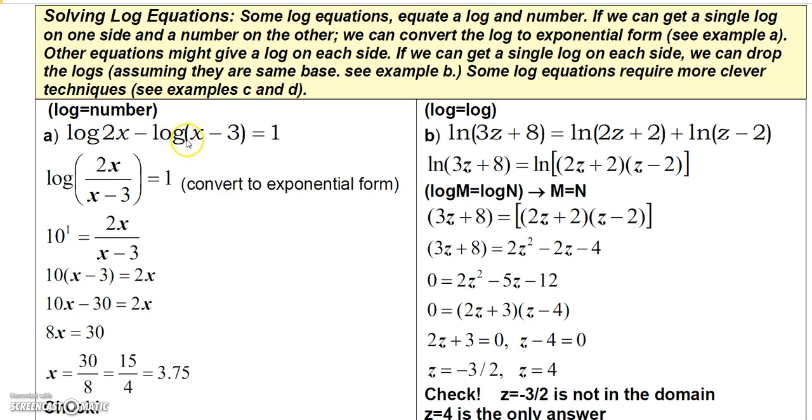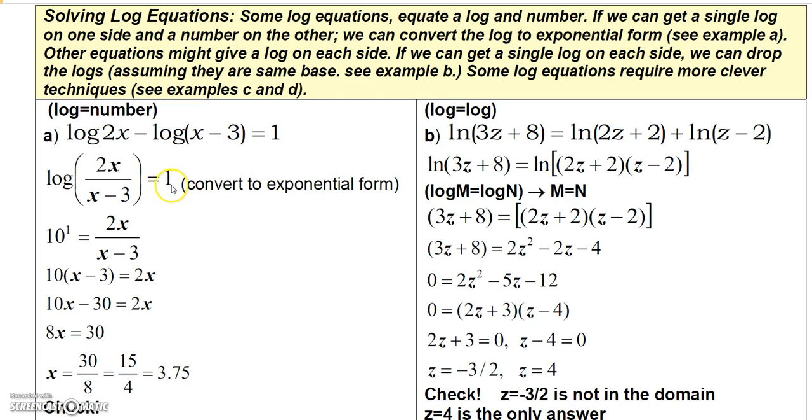Fortunately I have log properties that allow me to do this, because if you'll remember, we have the property that says if you have the log of m minus the log of n, then that's equal to the log of m over n. So I can write the left hand side as a single log of 2x over x minus 3, and then I just bring down the number on the right.